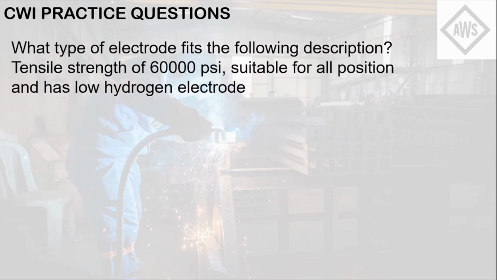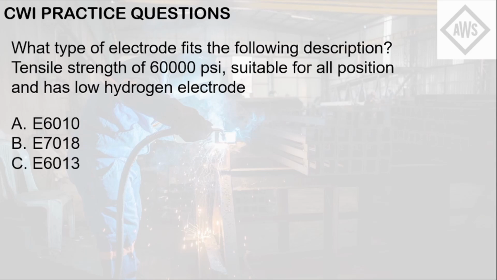Next question. What type of electrode fits the following description? Tensile strength of 60,000 psi, suitable for all positions, and a low hydrogen electrode. Letter A, E6010. Letter B, E7018. Letter C, E6013. Letter D, E6018.